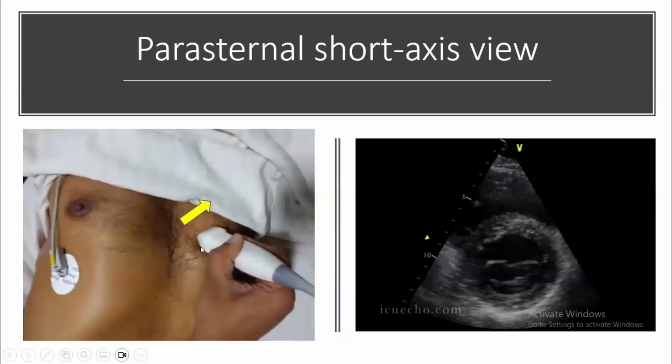If you rotate the marker in the same plane toward the right shoulder, it will give you what? The parasternal short axis. You are cutting the heart like a cylinder. Here we can see the left ventricle, a circle, wrapped around by the right ventricle. So the left ventricle is circular, and the right ventricle is like a small slip. And inside in this view is the mitral valve, like a fish mouth. If you remember, the mitral valve is like a fish mouth.